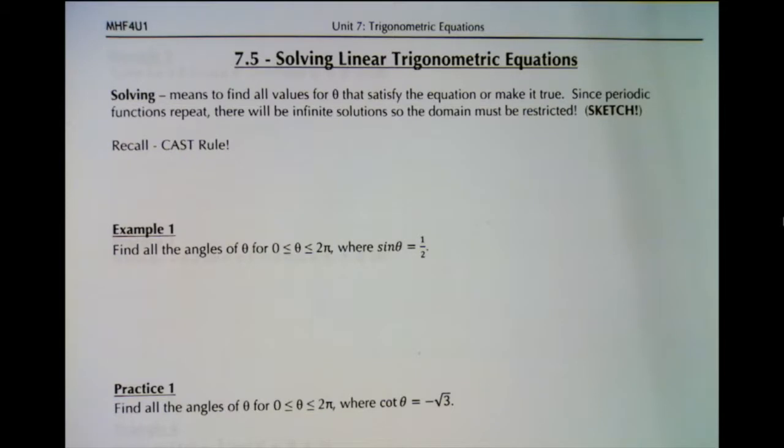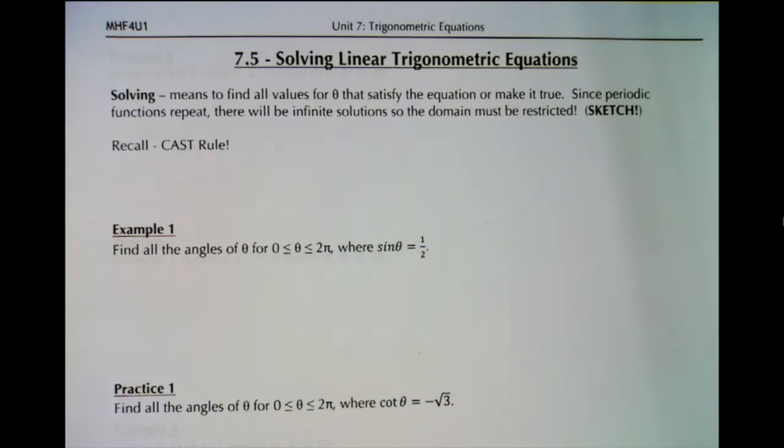Some will be able to come up with exact values, some will come up with approximate, and we'll talk about when you can get an exact value answer and when the approximate answer is the best one that we can come up with. Since periodic functions repeat, there will be an infinite number of solutions.